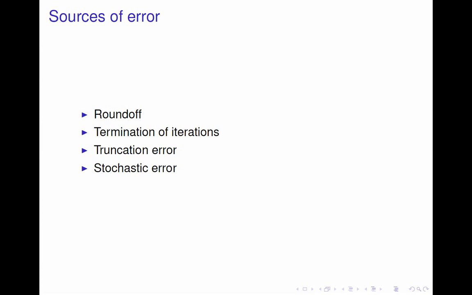Truncation error has to do with approximating continuous limits by discrete steps. So when we talk about quadrature error and error in approximating derivatives, that's truncation error. And then stochastic error comes up when we're doing, say, Monte Carlo types of calculations. If we are trying to use randomness in a calculation, the stochastic error probably dominates everything else. If not, the other things matter a great deal.